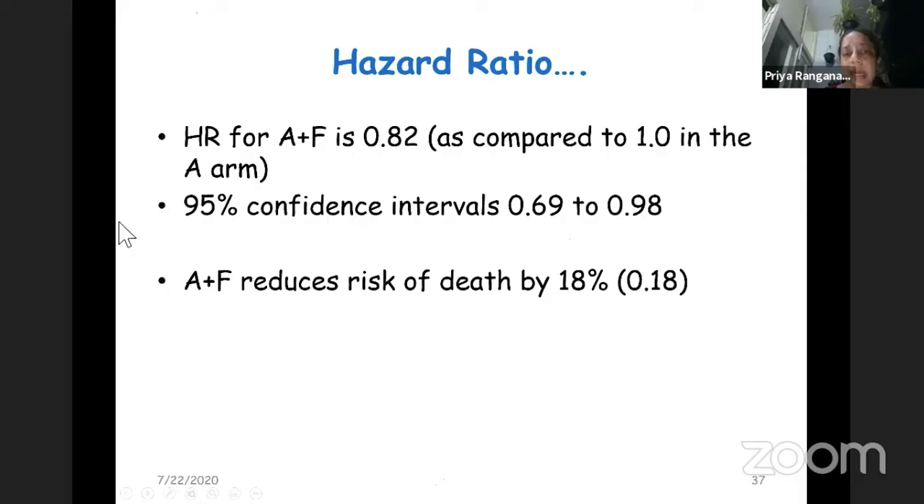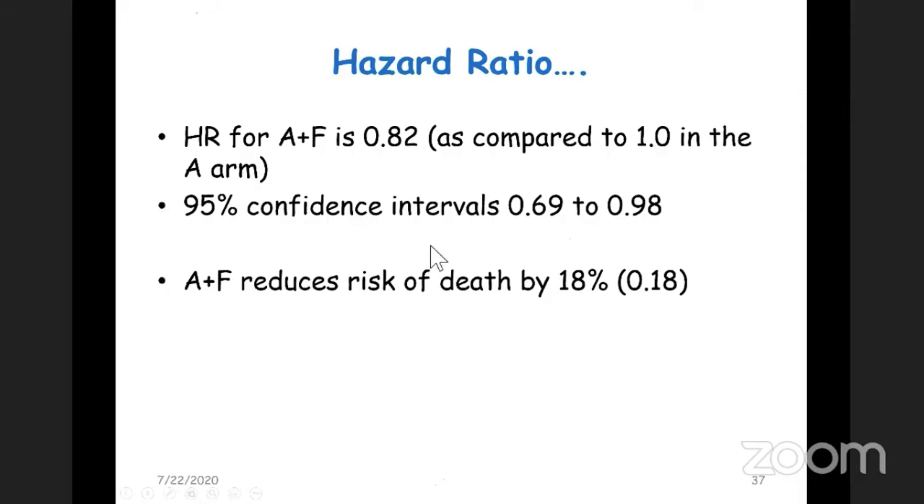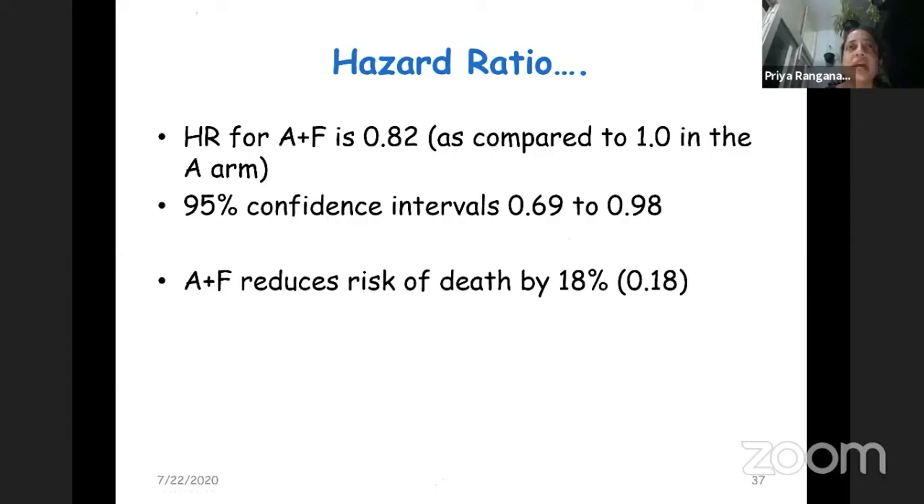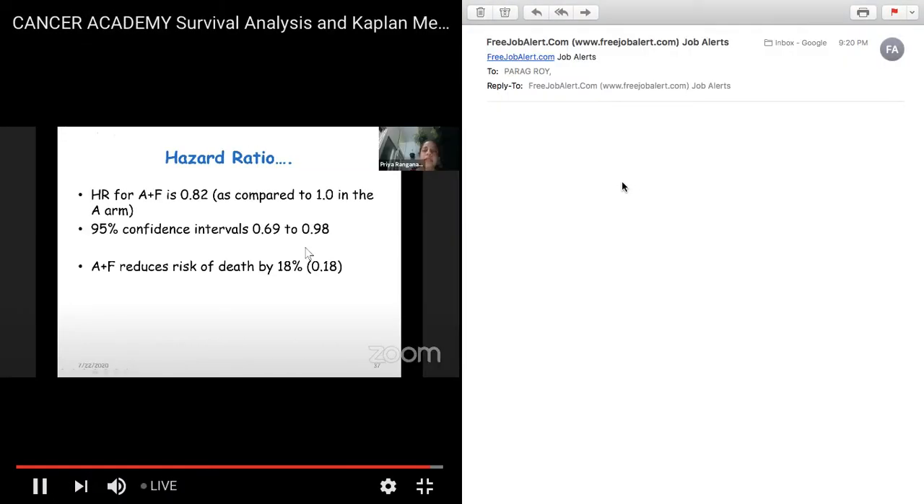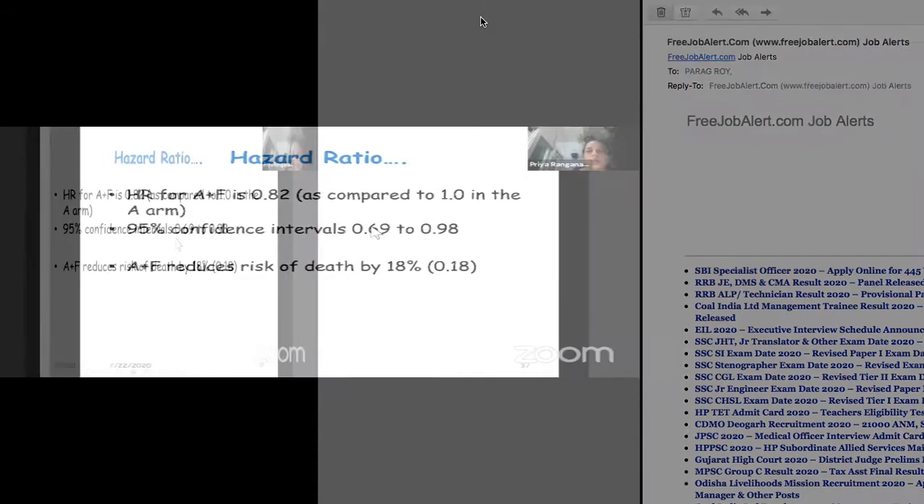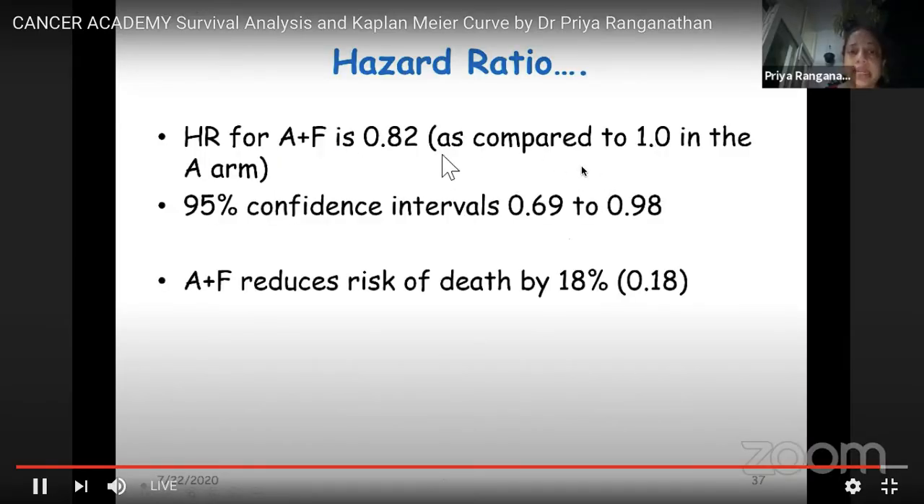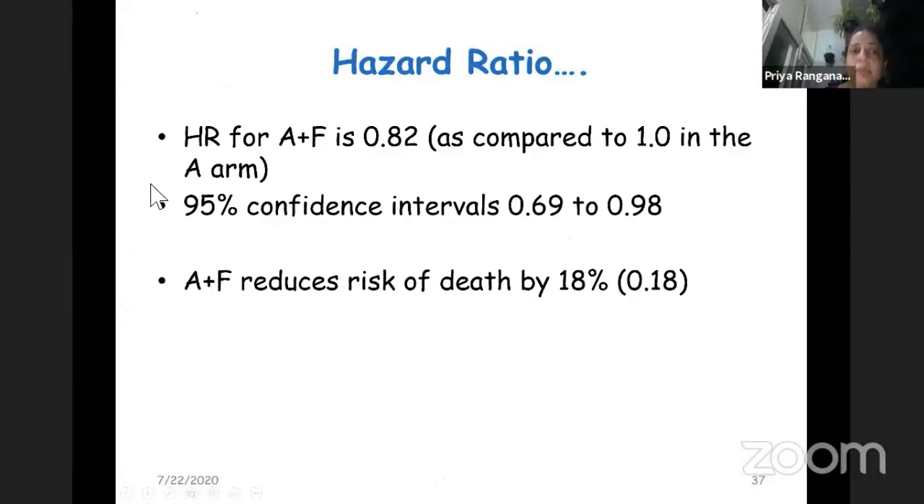Confidence intervals tell us if you were to repeat this study in the population, what are you likely to find? Because we know that results of a study, when applied to a larger population, may not remain exactly the same. And so the 95% confidence intervals for this hazard ratio are 0.69 to 0.98. What this means is that in this study, the risk is 0.82. In the population, you can be 95% confident that the risk could lie anywhere between 0.69 to 0.98.